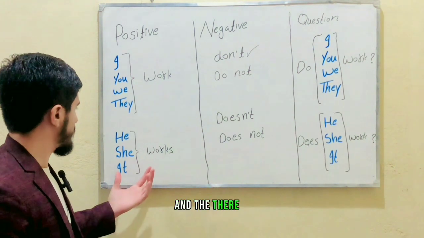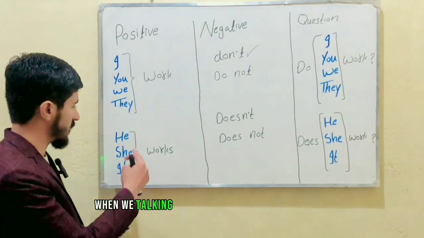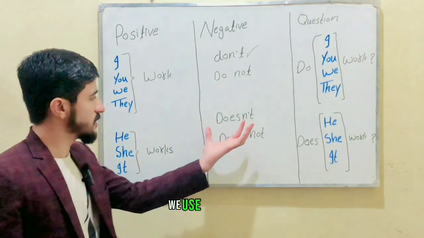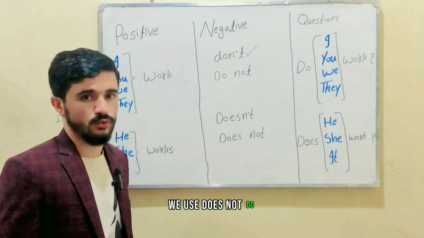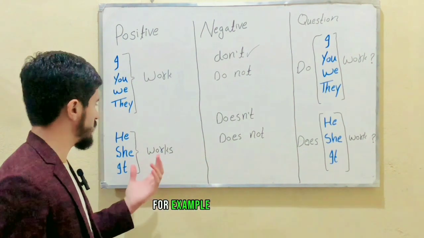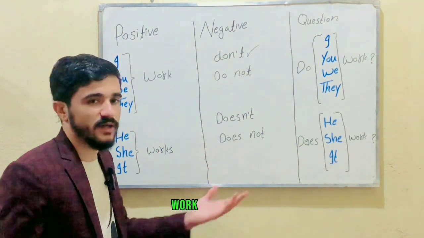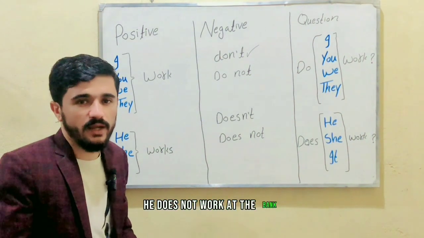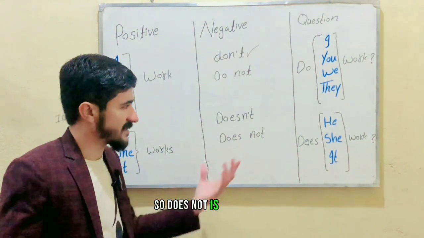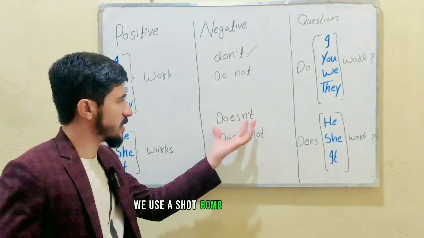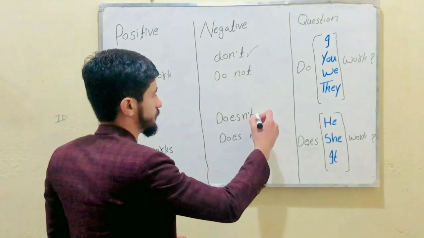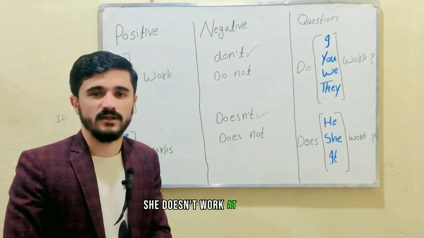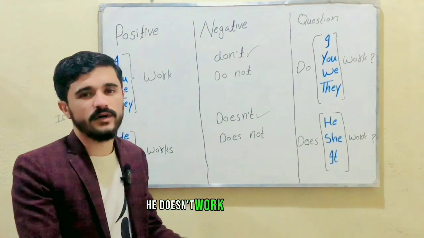When we talk about a single person, he, she, it, we use does not. For example, she does not work at the bank, he does not work at the bank. We use a short form of it: she doesn't work at the bank, he doesn't work at the bank.